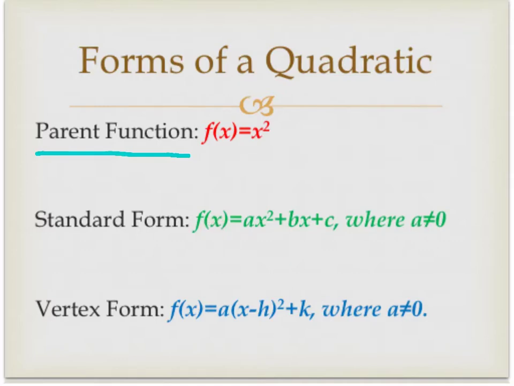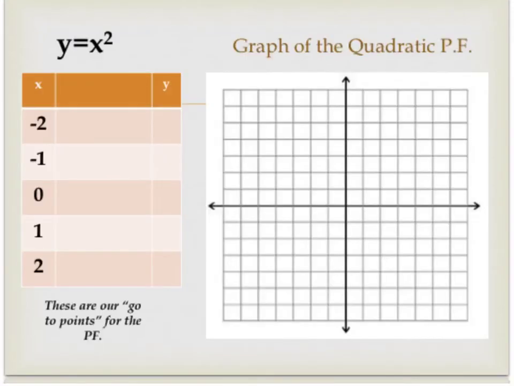Now, a cannot be 0, because if a was 0, this quadratic term would go away, and I'd be left with a linear function. And then we have vertex form down here, which is going to be nifty in helping us figure out our vertex and graphing very easily. Alright, so let's go ahead and graph our parent function.